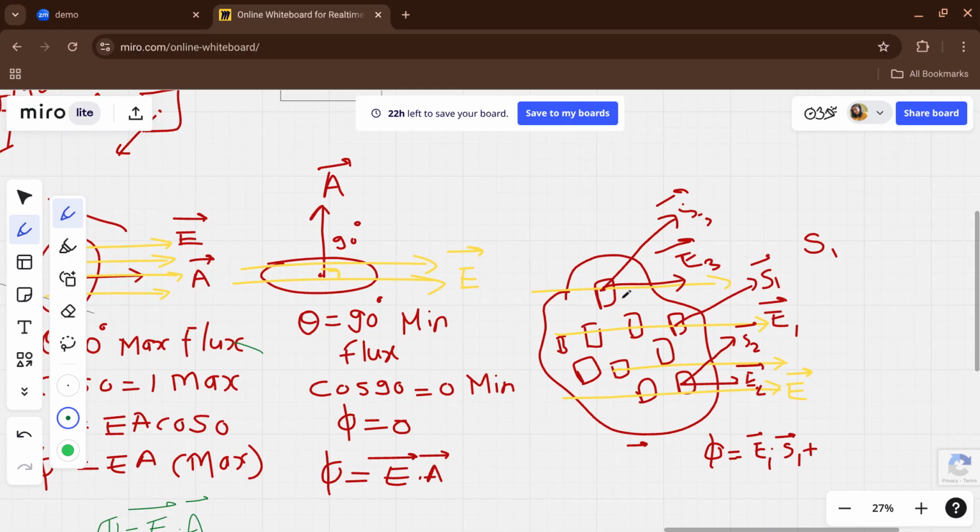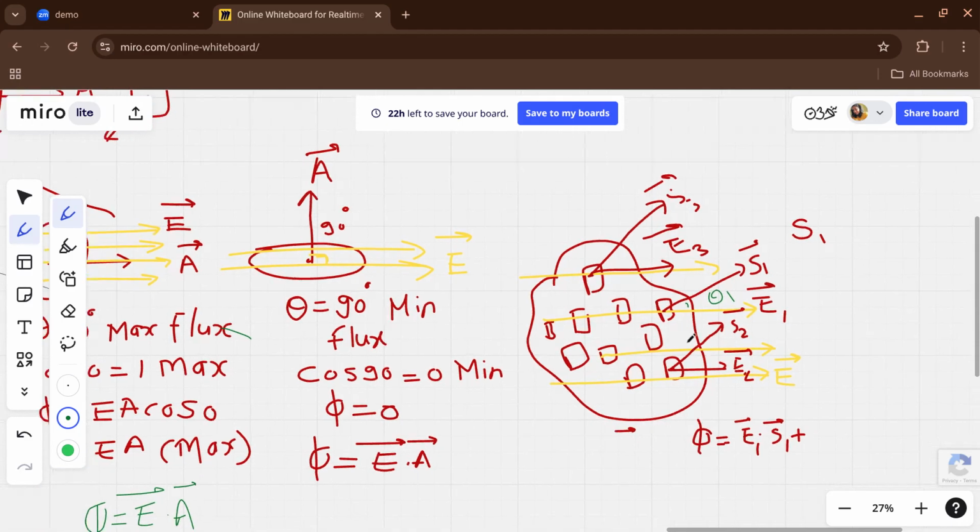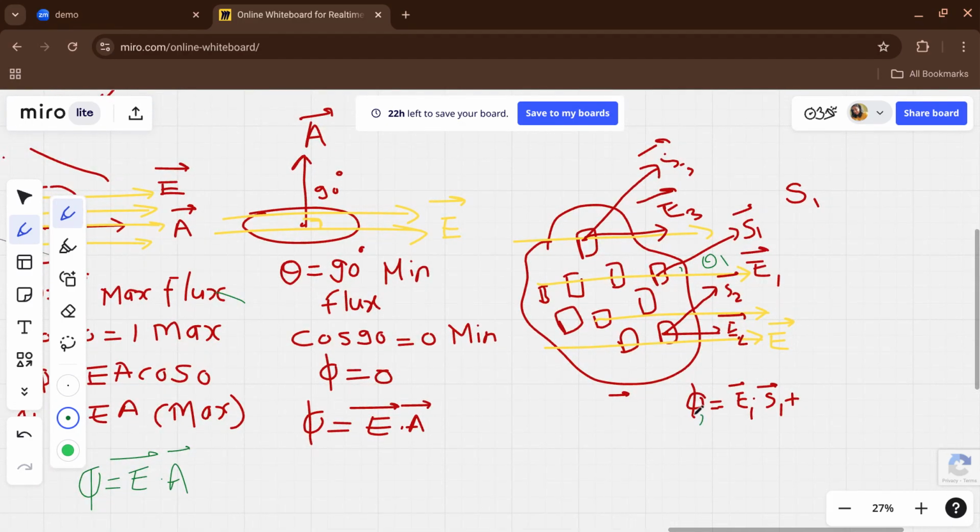And for the specific small area S1, we have to simply drop a normal indicating the area vector for that specific element. So if I choose the first S1, this area, and if I drop a perpendicular to it, this is S1 bar, the area vector drawn for the first element. And the electric line of force is E1 bar, the lines of force passing by this, inclined by an inclination theta 1. So flux across this specific area will be simply phi 1 equal to E1 bar dot S1 bar.